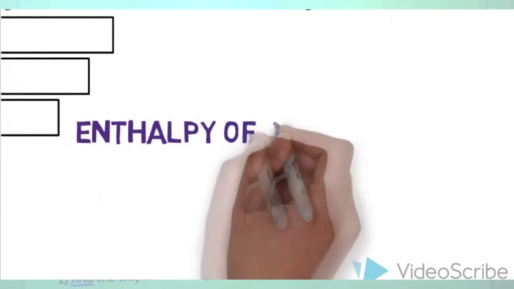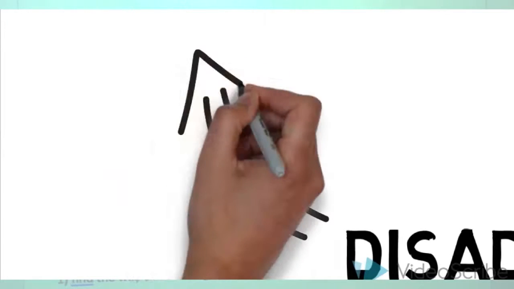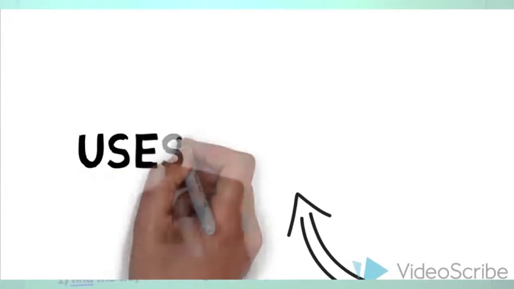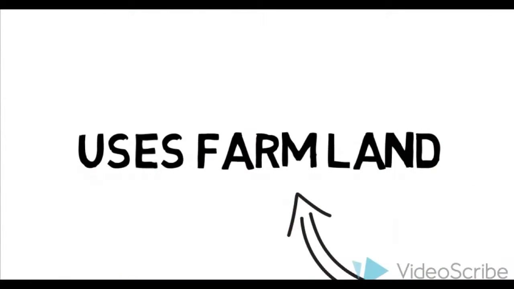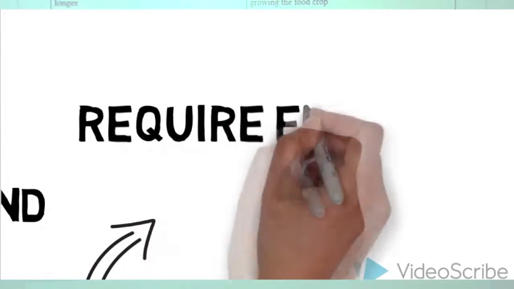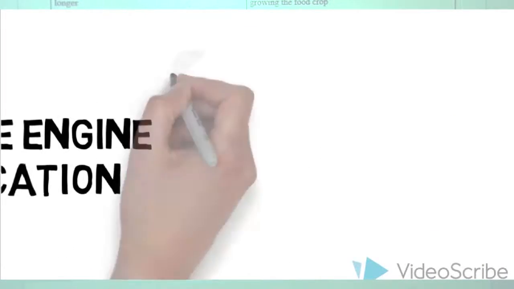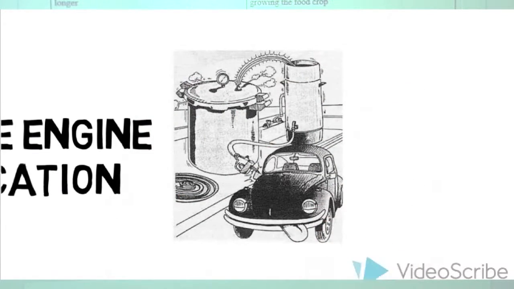Also, it uses farmland to grow the ethanol crop instead of growing food crops. The main question: should we use our lands to grow ethanol crops, or should we use our lands to grow our food crops? Another problem is that using bioethanol requires engine modification of cars. The designing of new engines is very expensive. And also for dry continents such as Africa, using water to grow ethanol crops is a big problem.